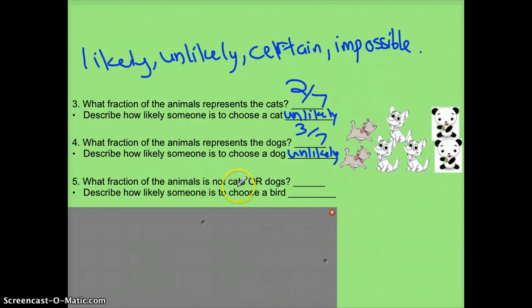What fraction of the animals is not cats or dogs? Well, I'm going to think these 2 are not cats or dogs, so that's 2/7. But then I'll look at this question. How likely is someone to choose a bird? Well, looks like there's 0 birds there. So out of this group, it's going to be impossible for them to choose a bird.